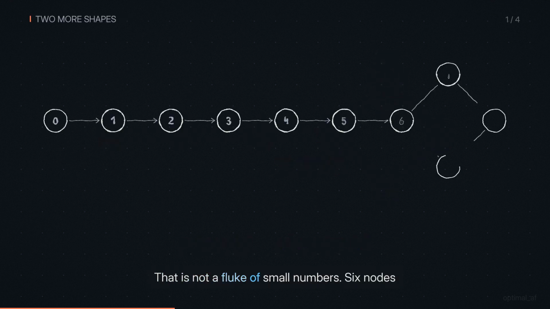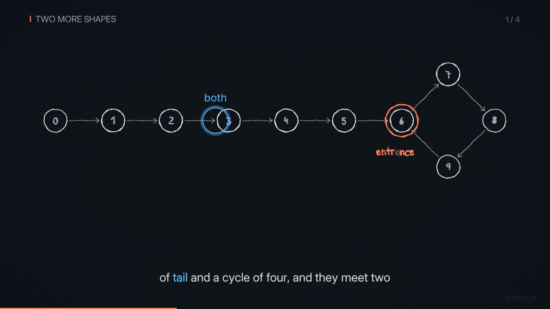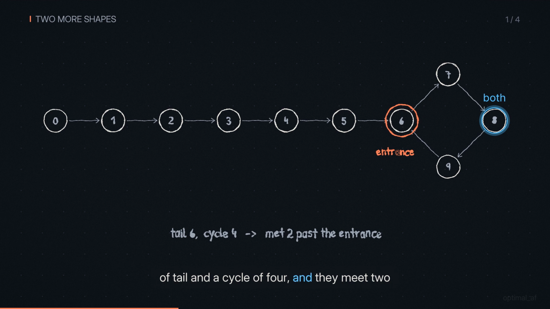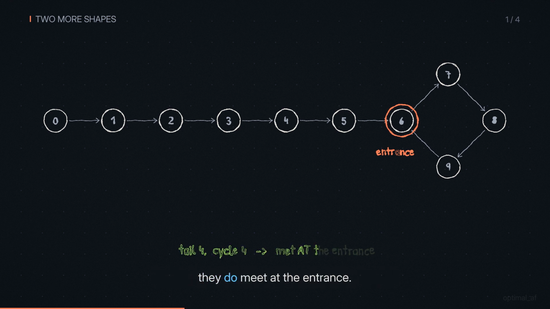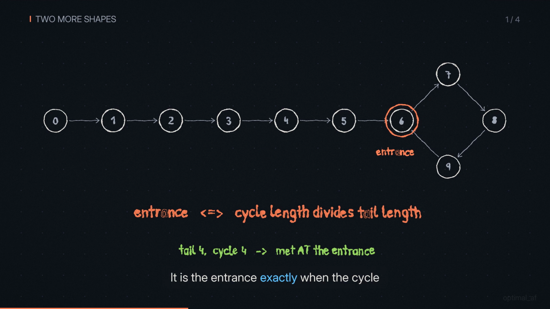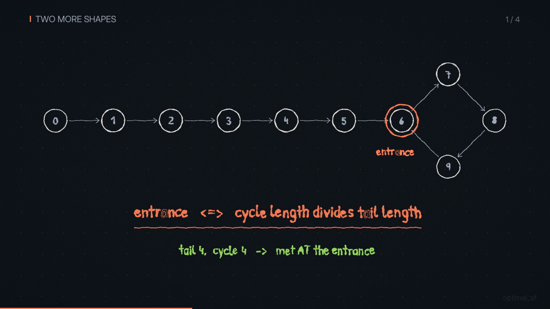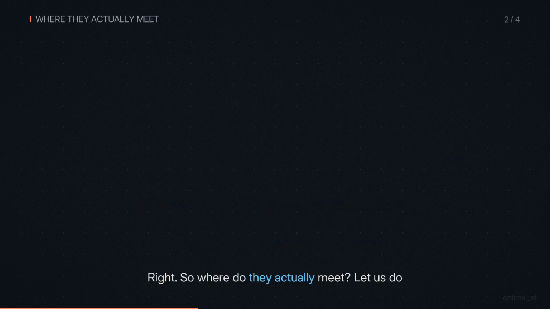That is not a fluke of small numbers. 6 nodes of tail and a cycle of 4, and they meet 2 nodes past the entrance. But make the tail 4 instead of 6, and now they do meet at the entrance. It is the entrance exactly when the cycle length divides the tail length. A tail of 0 divides by anything. That is your textbook diagram, right? So where do they actually meet?